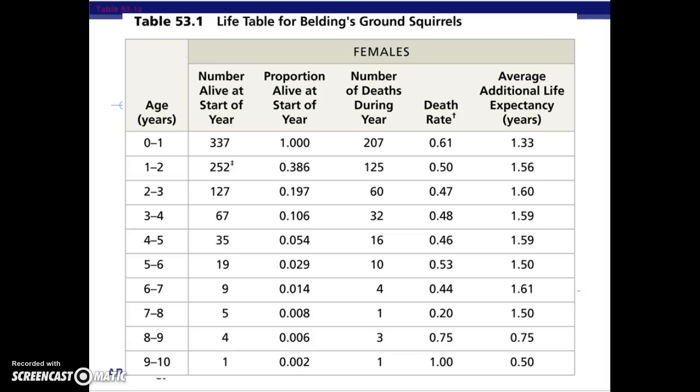So this is a close-up just showing the females of the Belding's ground squirrels. And I'd like you to see what sort of information you can get by looking at this. One of the things that should be very obvious is that there are a lot alive at the start of the year, between the age of 0 and 1. We have 337, but by the time they are the age of 9 or 10, very few are still alive.